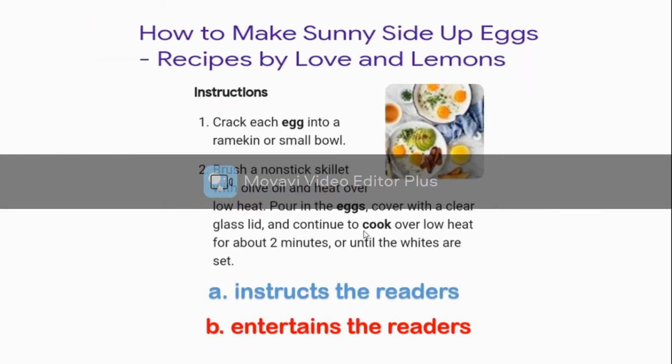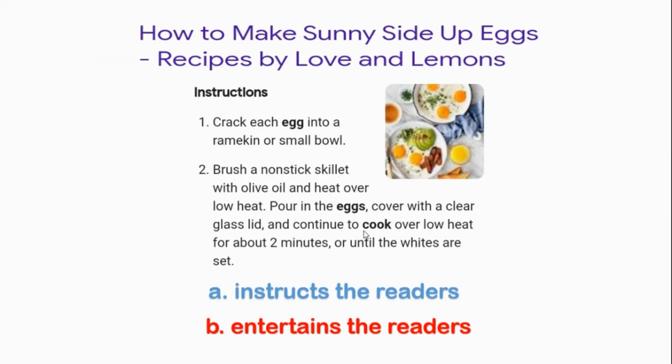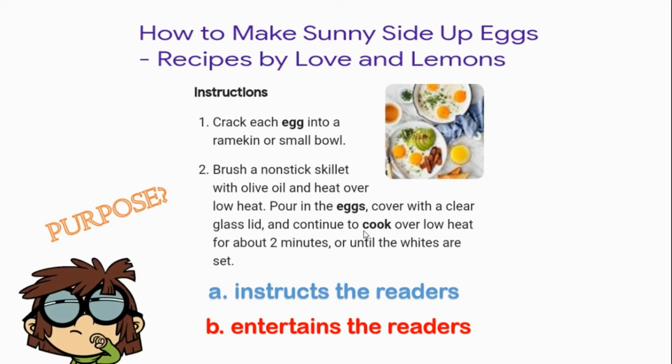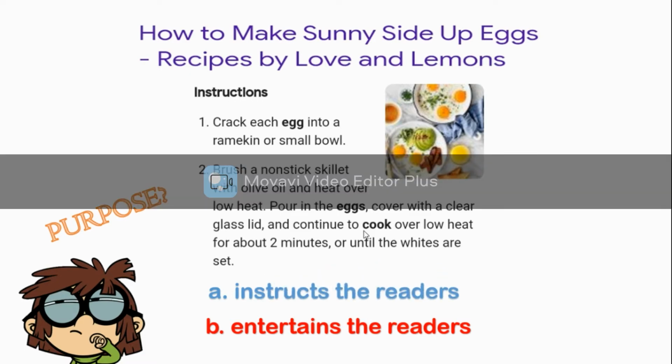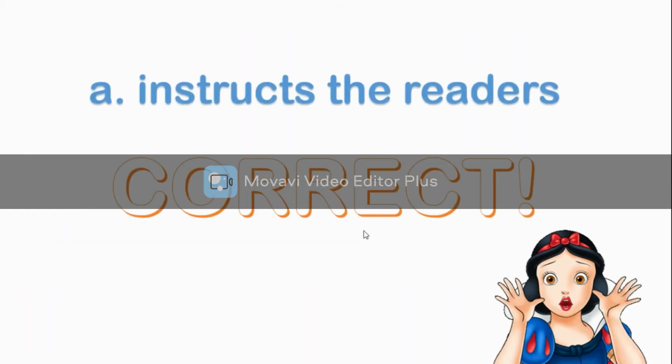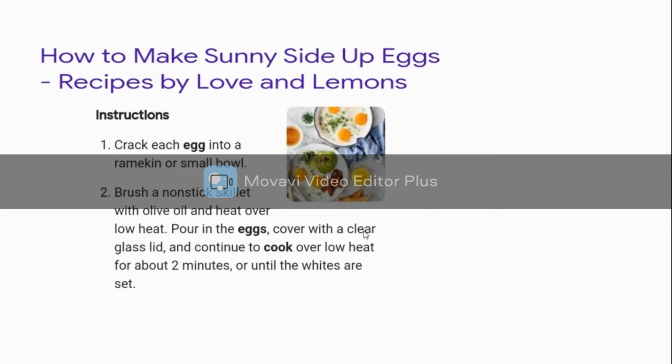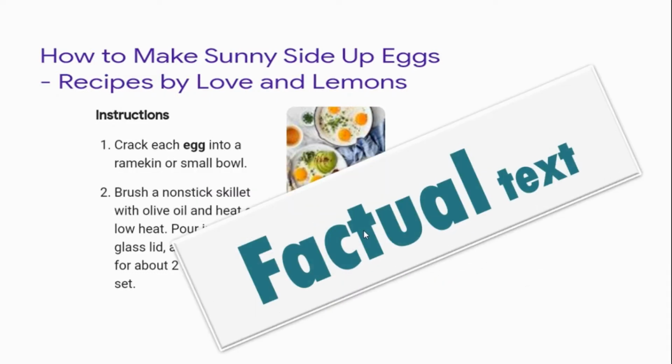Okay, let's proceed. So this is a recipe of a sunny side up egg. But what do you think is the purpose of this text? Is it A, instructs the readers, or B, entertains the readers? If your answer is letter A, you are correct. So this text is an example of a factual text.